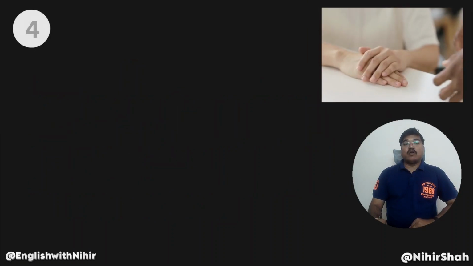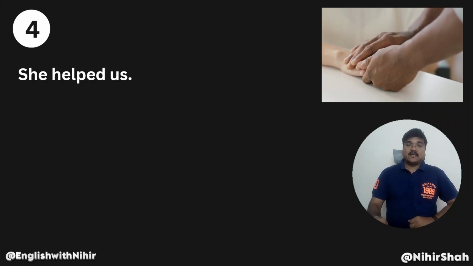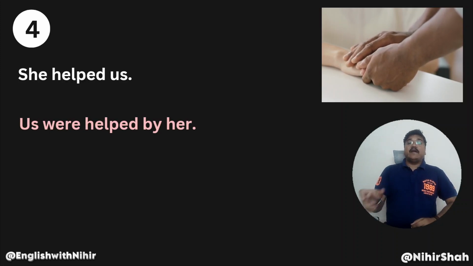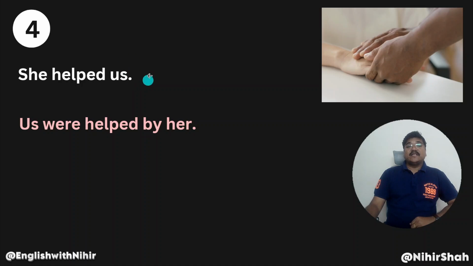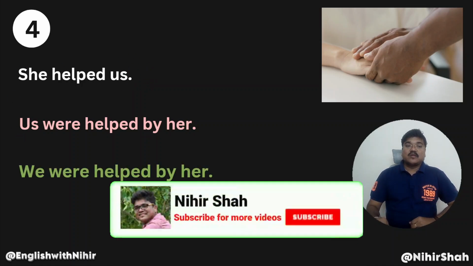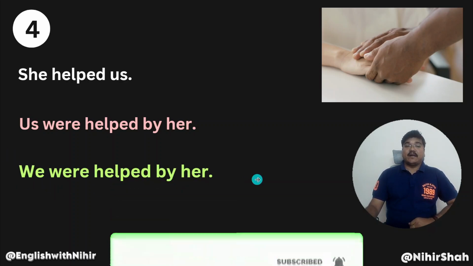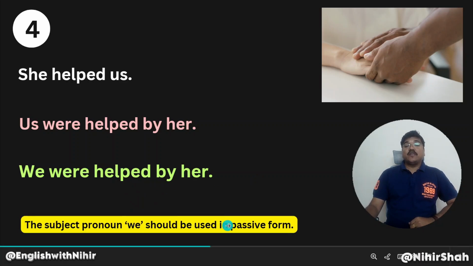Okay. Let's move on to the fourth mistake. This is the sentence: she helped us. And this is the incorrect version of passive voice: us were helped by her. Directly what we did, we put this object here directly. But we didn't change the pronoun. So this is the mistake. And the correction is: we were helped by her. Why? The subject pronoun we should be used in passive form in this scenario.